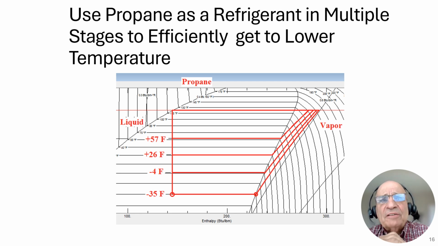Another negative, if your refrigerant goes below atmospheric pressure, then you run the risk of, if you have a leak, air getting into your system and destroying your entire refrigeration system. Now, the other problem you could have is most refrigerants or many refrigerants are flammable.